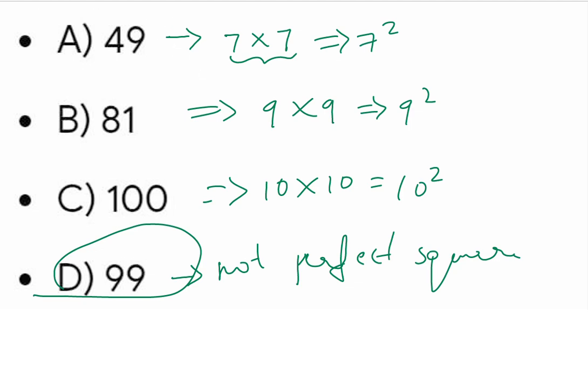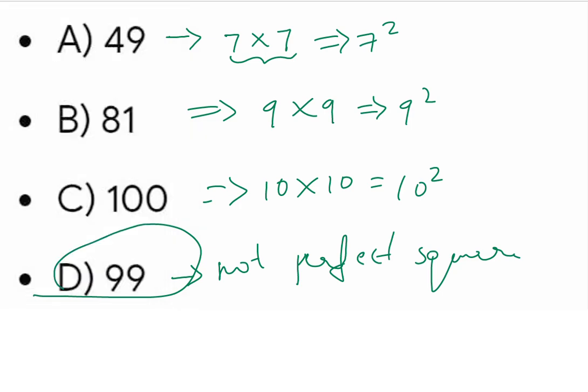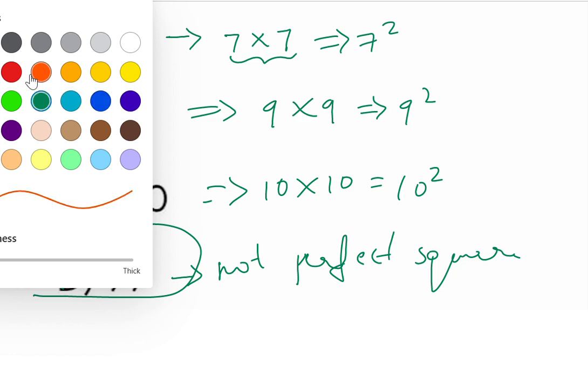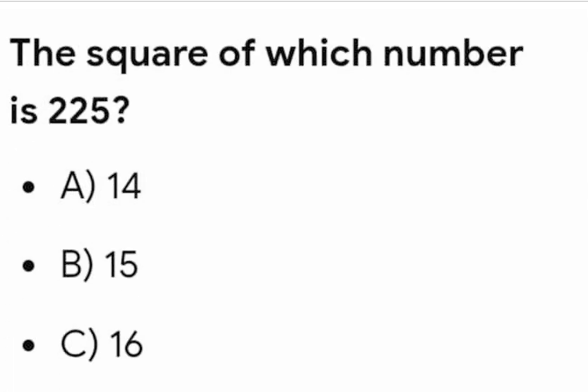So we'll go for the next one. The square of which number is 25? So when you take the square of these numbers, you take 14 square. 14 into 14 you multiply, you'll get some different number. Here the number is ending with 5, so you check only the numbers ending with 5. So 14 into 14 you'll get some value.